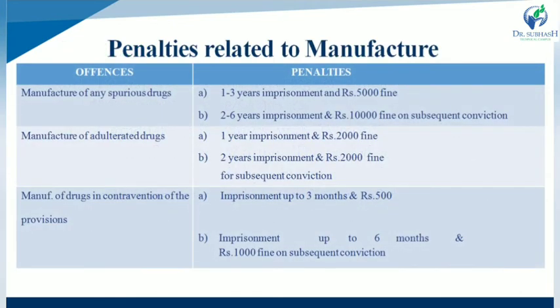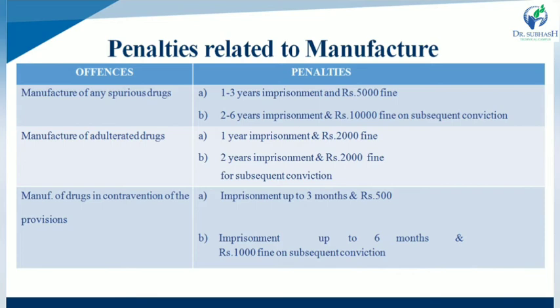Next one, what is the penalty related to manufacturing? First one, penalties and offenses. So first of all, which type of offenses? Manufacture of any spurious drug substance. If you are manufacturing any type of spurious drug substance, what are the penalties? 1 to 3 year imprisonment as well as 5,000 rupees fine. And second, 2 to 6 year imprisonment and Rs 10,000 fine on subsequent conviction.